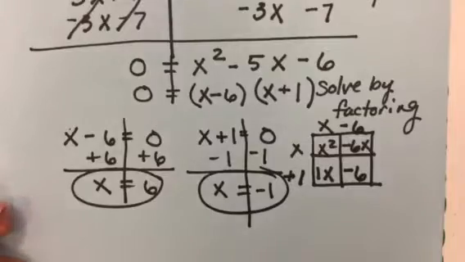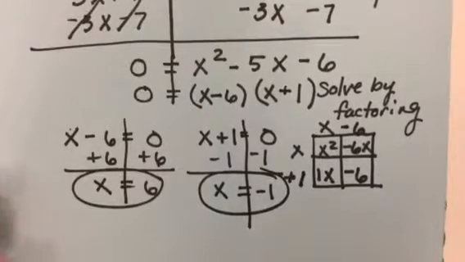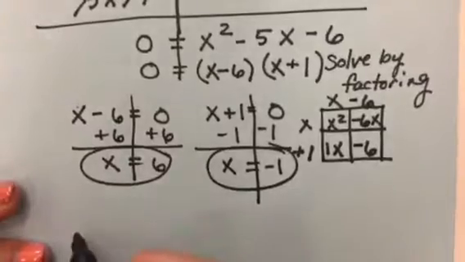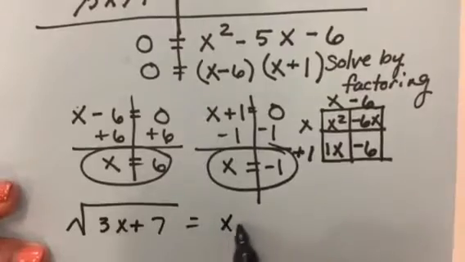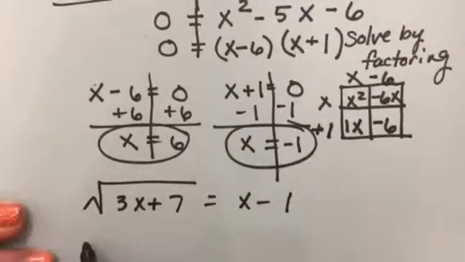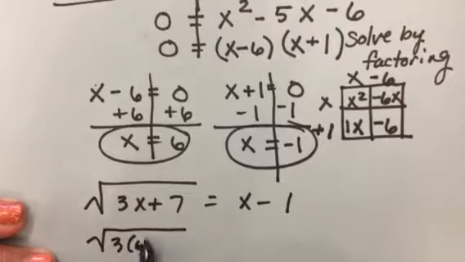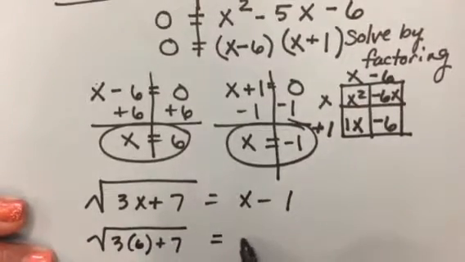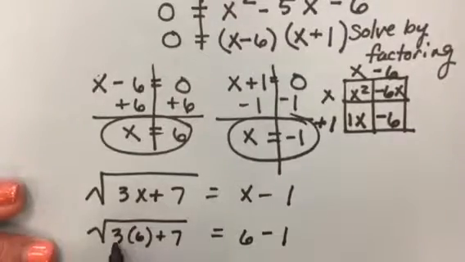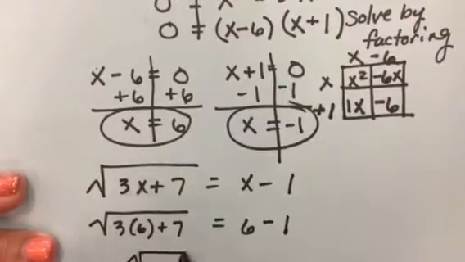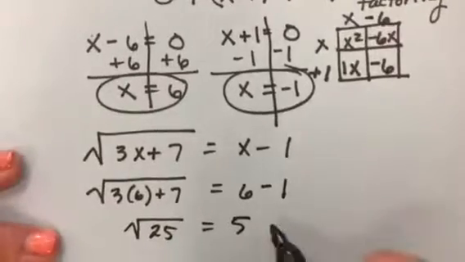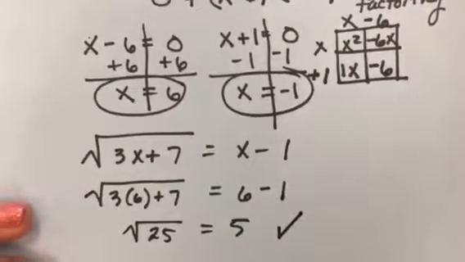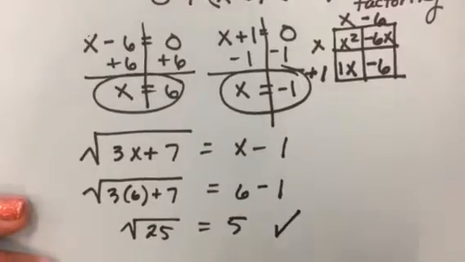Again, we have to make sure that these solutions work. So let's go back to the original equation we were given, which is the square root of 3x plus 7 equals x minus 1. By substituting the 6 in, if we put 3 times 6 plus 7, does that equal 6 minus 1? Well, let's see. The square root of 3 times 6 plus 7 is 18 plus 7, which would be the square root of 25. Square root of 25 equals 5. Is that a correct statement? It sure is. So that means that would be one of our solutions for sure.